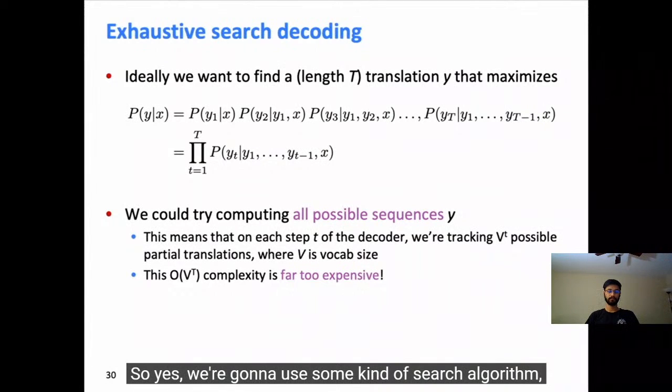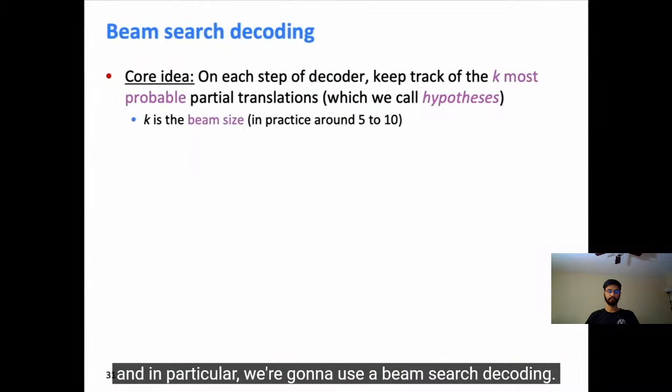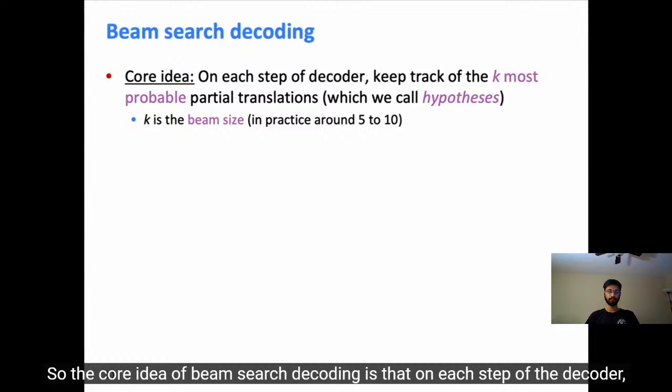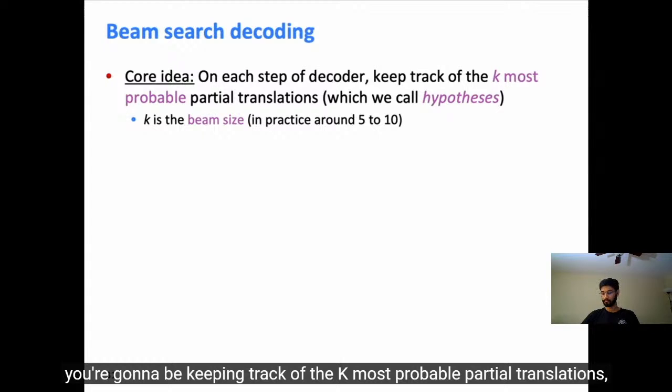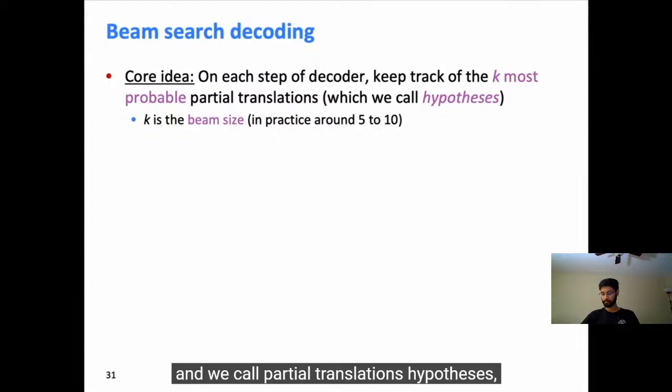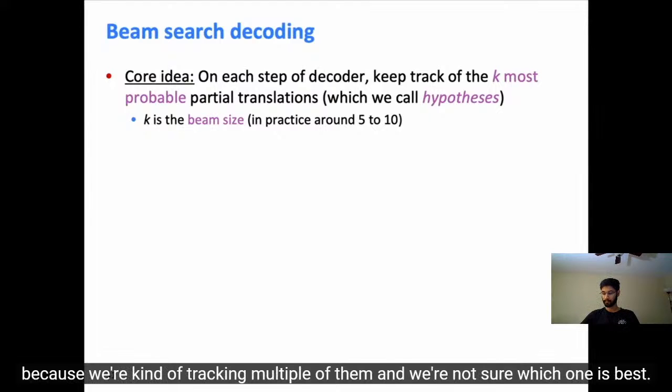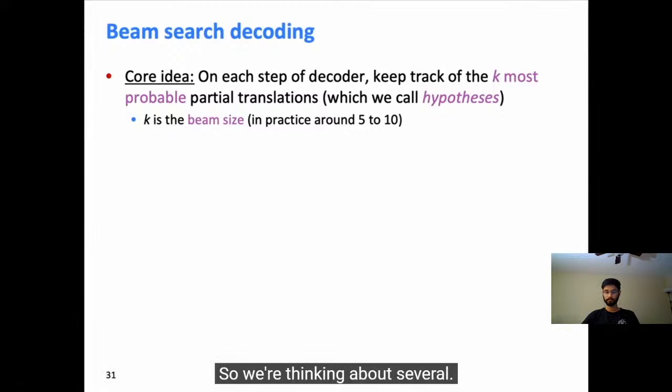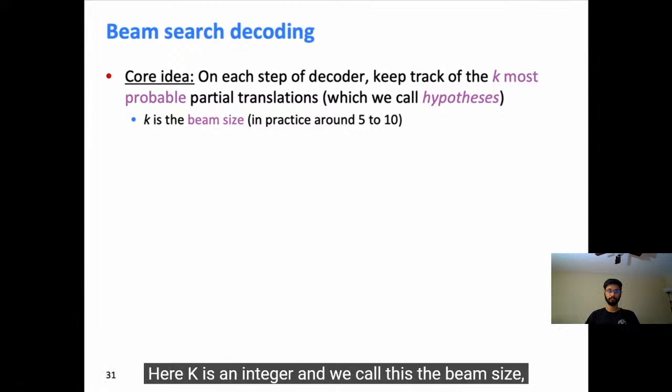So yes, we're going to use some kind of search algorithm, and in particular, we're going to use beam search decoding. The core idea of beam search decoding is that on each step of the decoder, you keep track of the k most probable partial translations. We call partial translations hypotheses, because we're tracking multiple of them, and we're not sure which one is best, so we're thinking about several. Here, k is an integer, and we call this the beam size. In practice, for NMT, this is usually maybe 5 to 10.